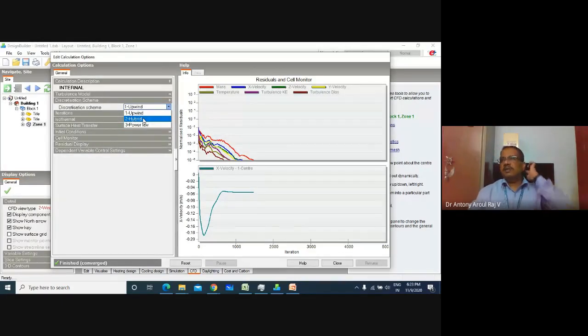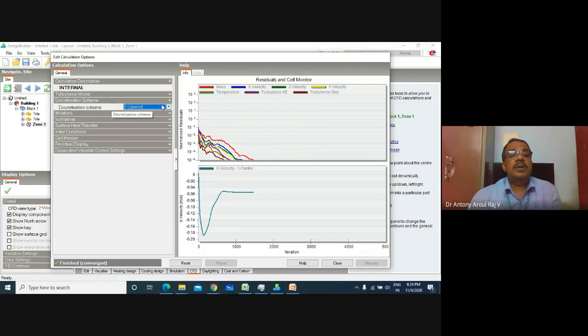What is power law scheme? We have discussed that in the last class. In the power law, we will be interpolating based on the exact polynomial solution. So you will be calculating the Peclet number. Up to Peclet number 10, you can use power law scheme, and after that you can use upwind scheme. This also we discussed in the last class. So the discretization scheme for convection is very important, that's why it is given separately.